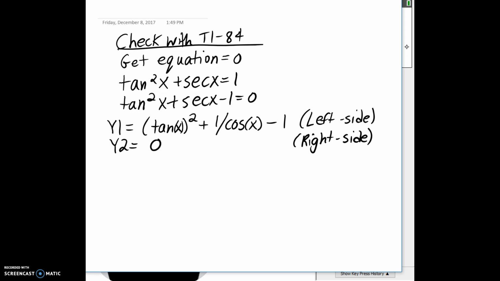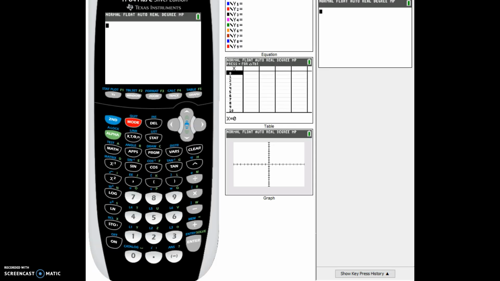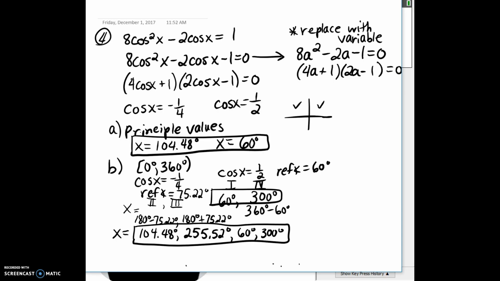Now with our window, you do want to be in degree mode. I might do an x-min of just -10 so I can see everything. You could do 0 to 360, and I'm going to do an x-max of 370. If you're solving something from 0 to 360, you really could just do 0 to 360, whatever your min and maxes of your situation. So if it asks for 0 to 360, then you could put in 0 to 360. I just like a little bit on either side, just in case one of the answers is actually on 0 or 360. Oops. And I already moved over to the calculator by accident.